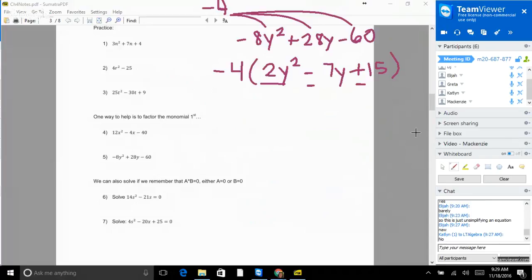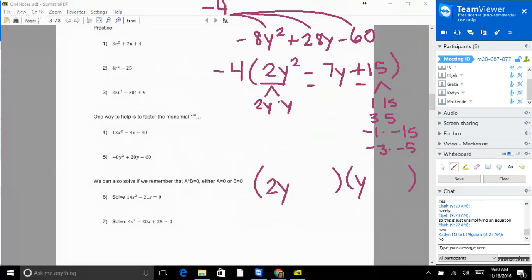So 2y squared, the only way to make 2y squared is going to be 2y times y. 15, we've got a couple options. We've got 1 times 15. We've got 3 times 5. We have -1 times -15. And we have -3 times -5. All right, so let's see. I know it's going to be 2y times y.